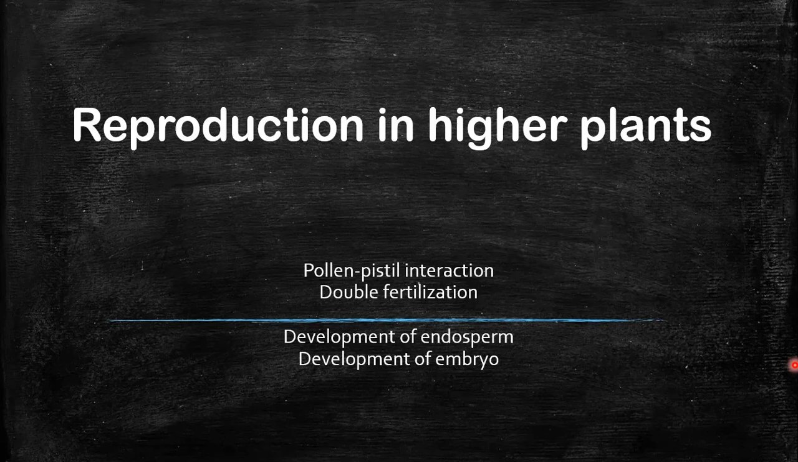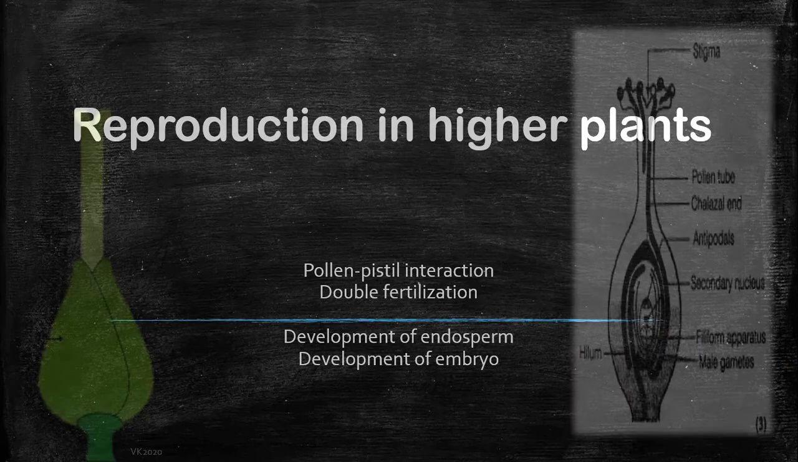Hello everyone. In the last few videos, we spent time understanding the male and female reproductive whorls of the flower, that is the androecium and the gynoecium. In this video, we will try to understand the interaction between the pollen and the pistil, the double fertilization which occurs after that, development of endosperm and development of embryo.